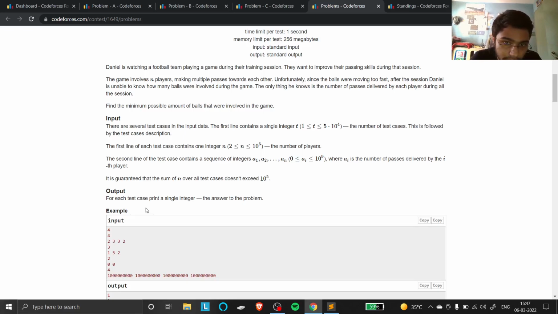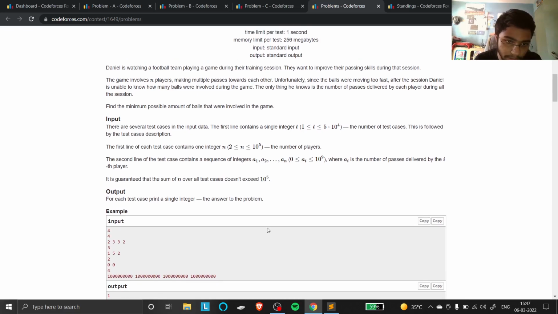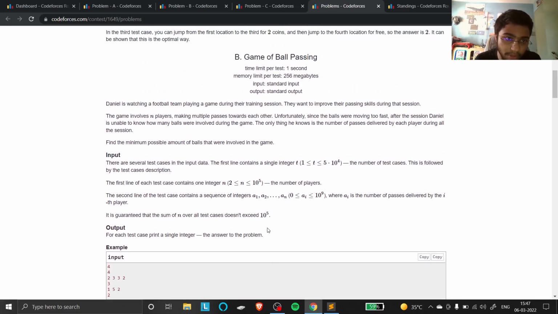The first line of each test case has the number of players. The second line of the test case contains a sequence of integers, where ei is the number of passes delivered by the ith player. It is guaranteed there's a sum. For each test case, print a single integer, the answer to the problem.